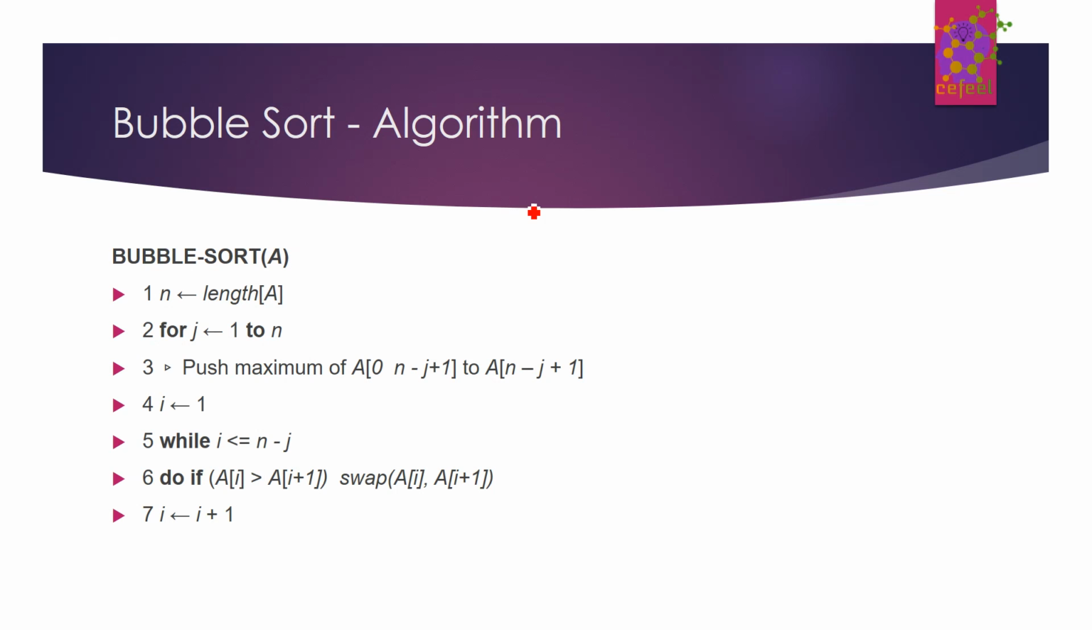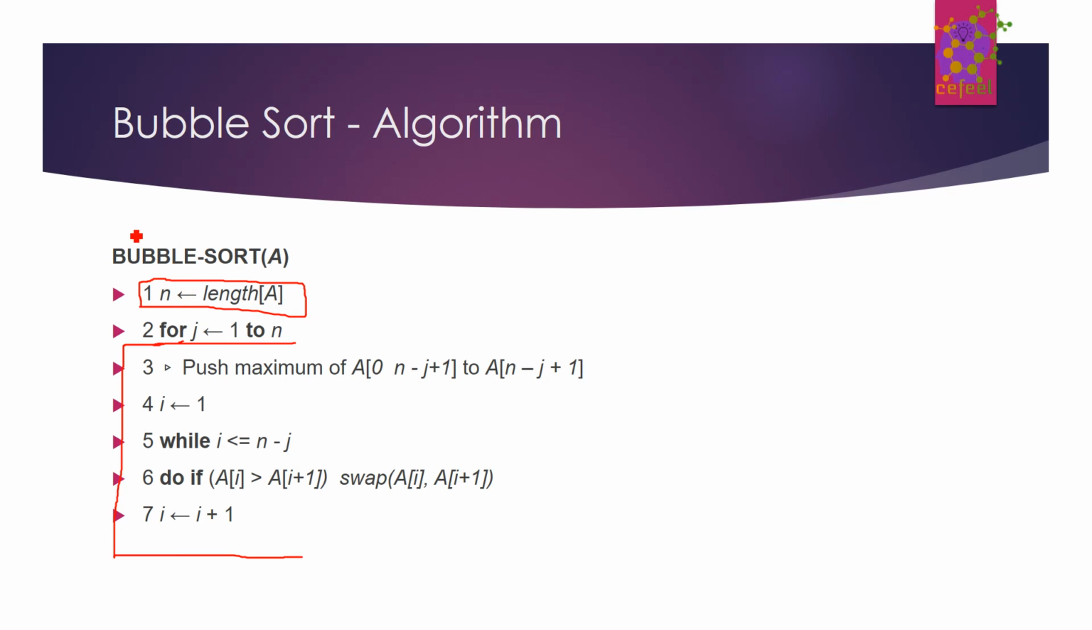The pseudocode of the bubble sort algorithm has 7 steps in this case. The first step is just an assignment, which means we store the length of the array in a variable n. So n is basically the size of the input. Then we have a variable j that runs from 1 to n, which is basically the outer for loop, which consumes the entire code within it, which is steps 3 to 7.